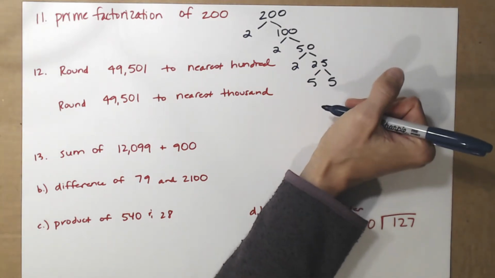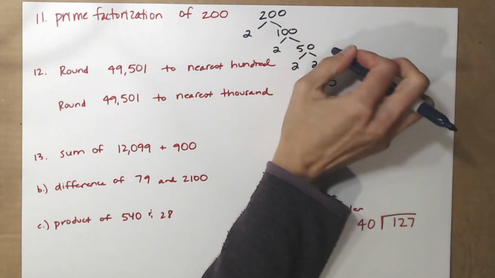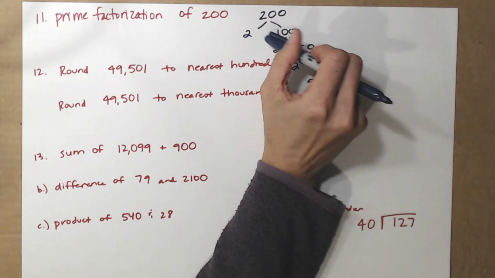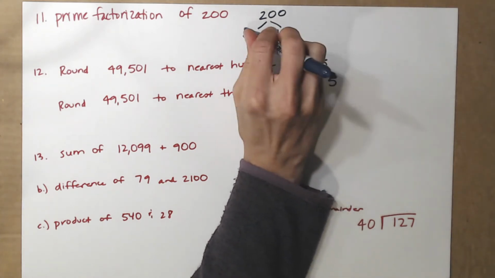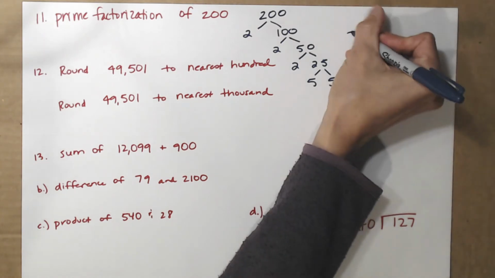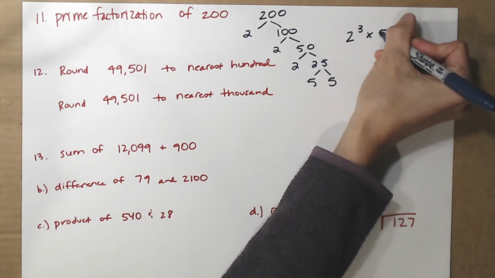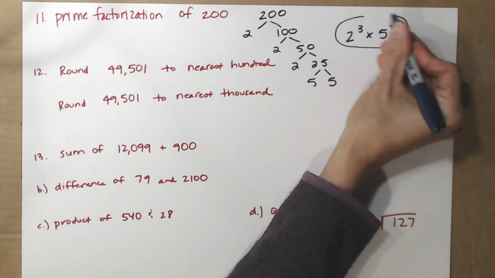Now you could have started with different factors, or any place along the way you could have had different factors, but when you break them down, when you keep going, you should end up with all the same prime factors. So I have 3 2's, so that's 2 to the 3rd power, and then 2 5's, so 5 squared. So the answer is 2 to the 3rd times 5 squared.